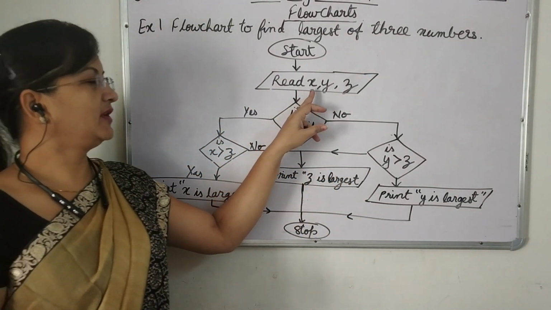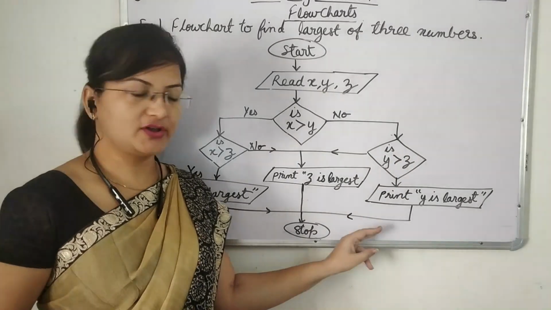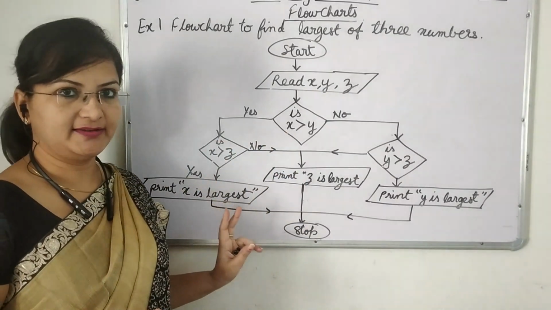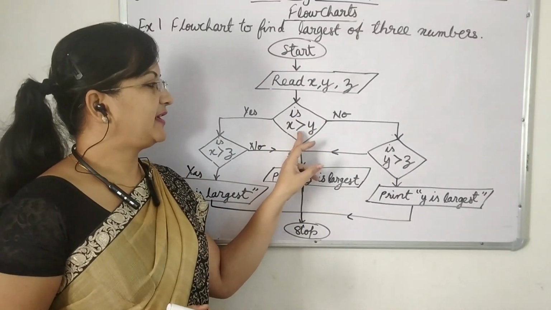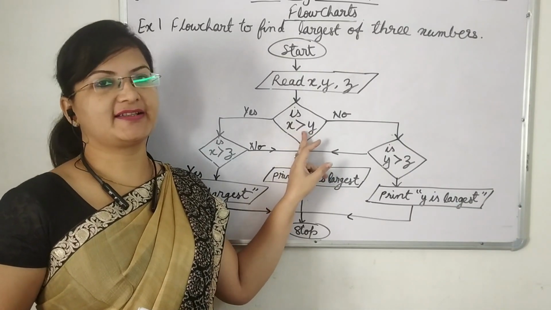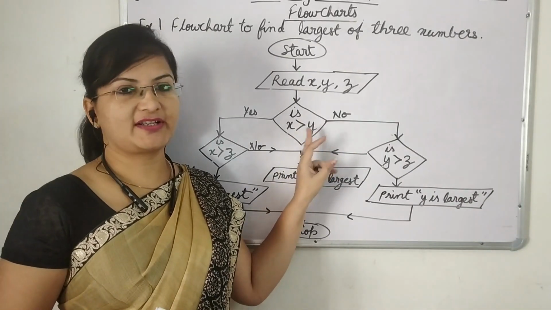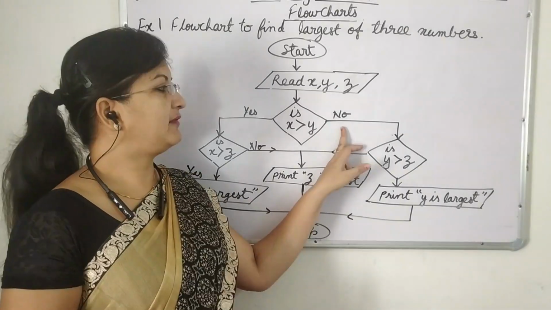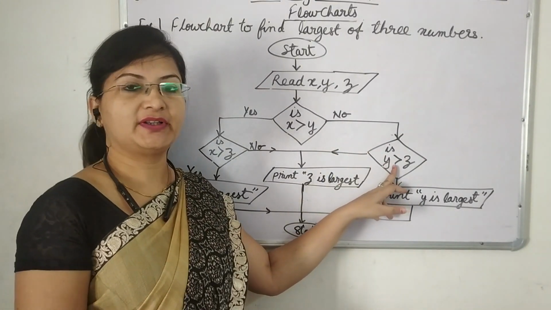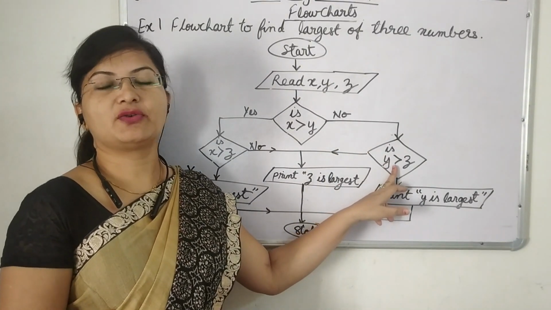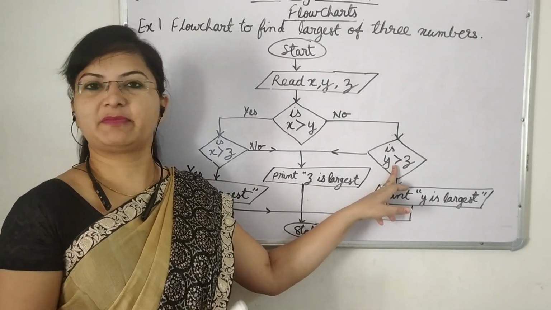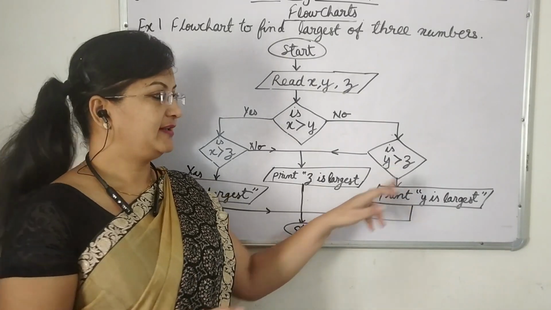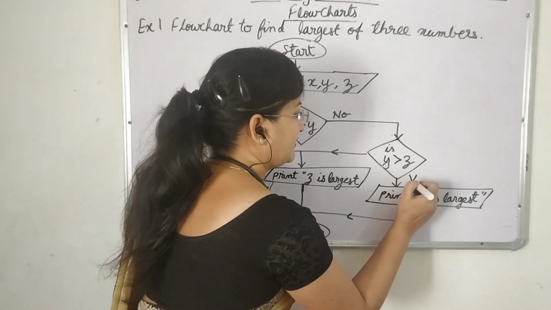Then again we will see this condition. Got it? Here we got about x and z. Now we will compare x and y again. You can see x is greater than y. If it is false, that means here y is greater than x. Y will be compared to the third number, and that is z. So if y is greater than z, that means y is the largest number. So here this is the yes condition.